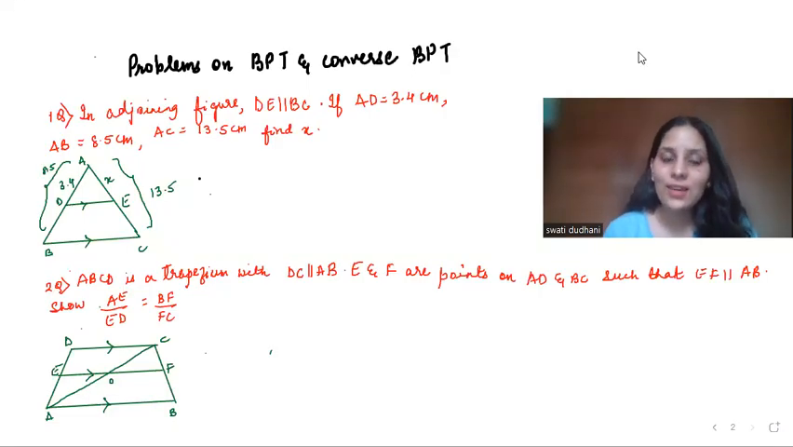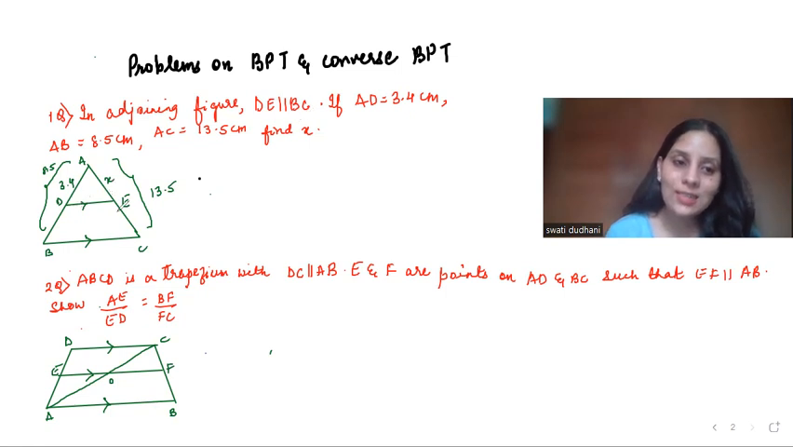Hi, this is Swati, and in today's video, we will see some very important questions on basic proportionality theorem and the converse of it. So the first question: in the adjoining figure, DE is parallel to BC. The values are given. AD is 3.4, AB is 8.5, and AC is 13.5. You need to find X.